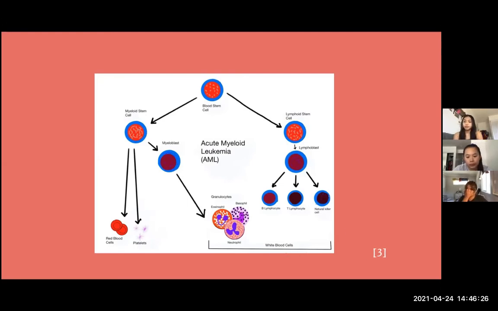As I mentioned before, with the diagnosis part of AML, if any of these blood cells obtain any abnormalities, it's likely that the patient will have acute myeloid leukemia.